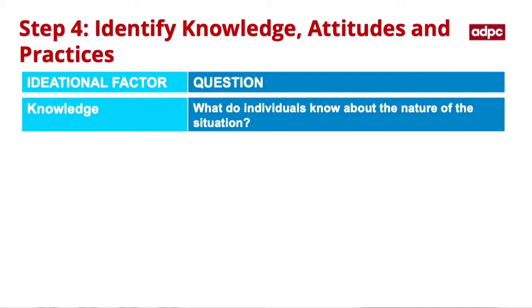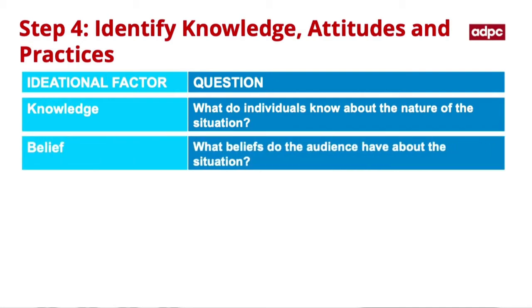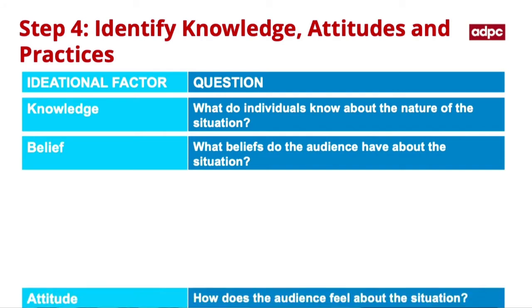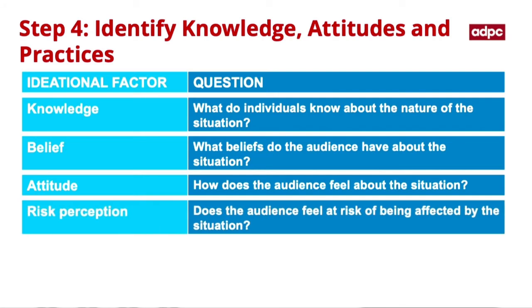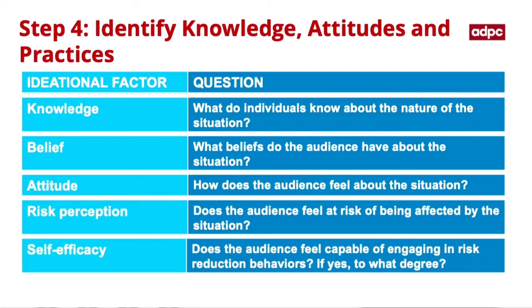What does the audience know about the nature of the situation? What beliefs do the audience have about the situation? How does the audience feel about the situation? Does the audience feel at risk of being affected by the situation? Does the audience feel capable of engaging in risk reduction behaviors? If yes, to what degree? And if no, why?